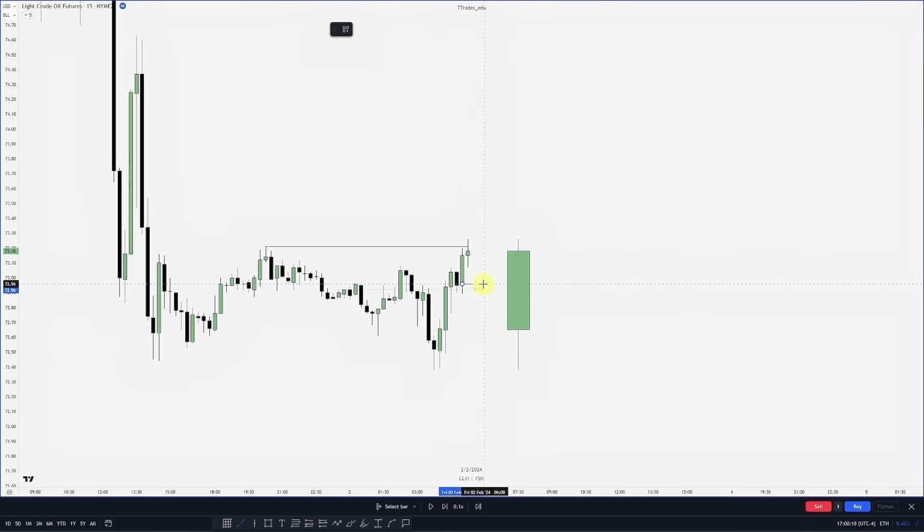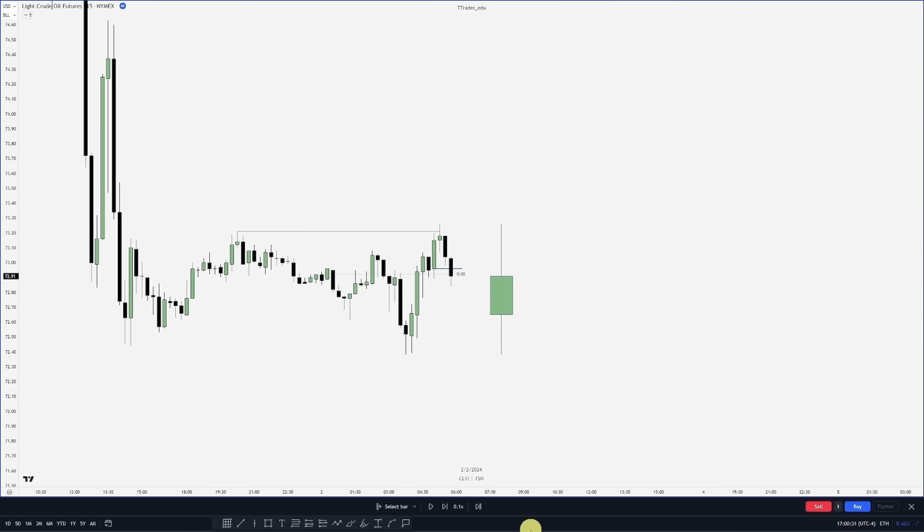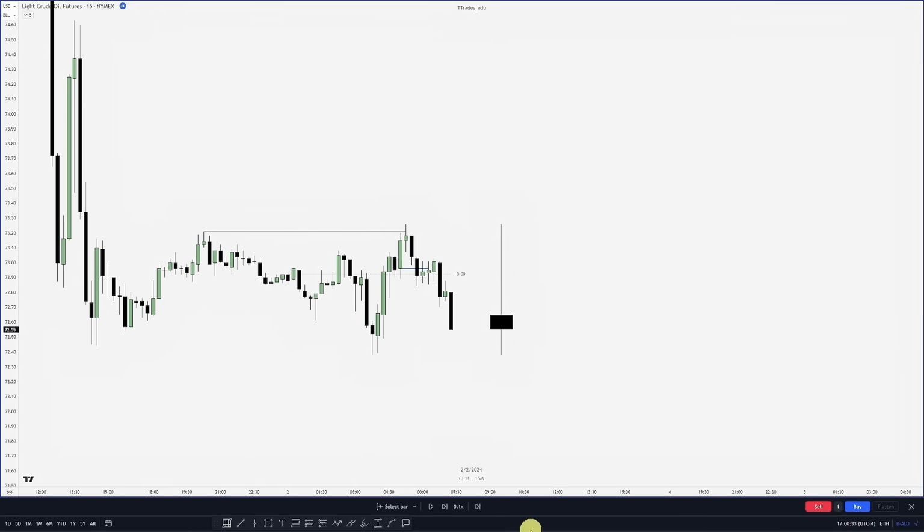So where would our change in the state of delivery be? Right there. So let's see what happens. Here we get a change in the state of delivery. So if I was trading London, I could look to get on side with a short position here. However, I focus on New York session.